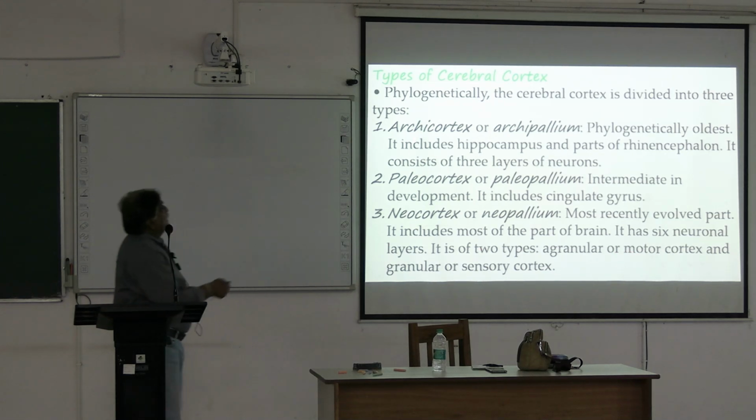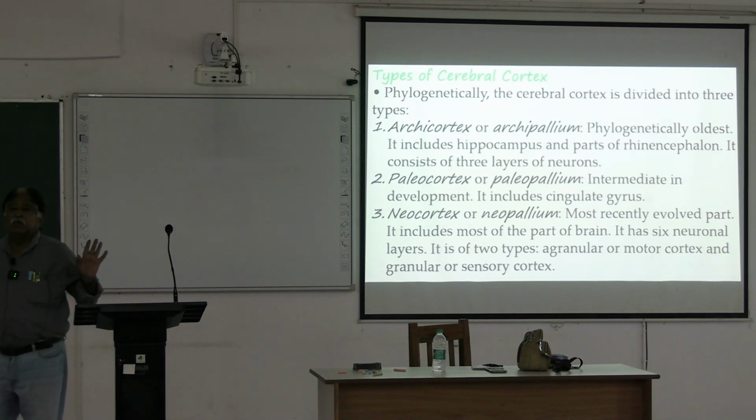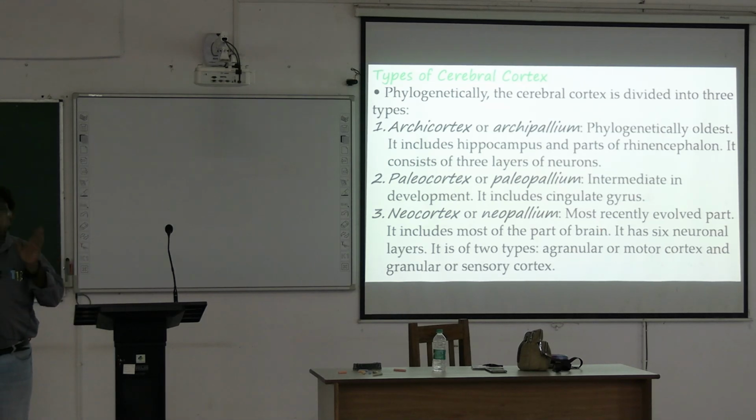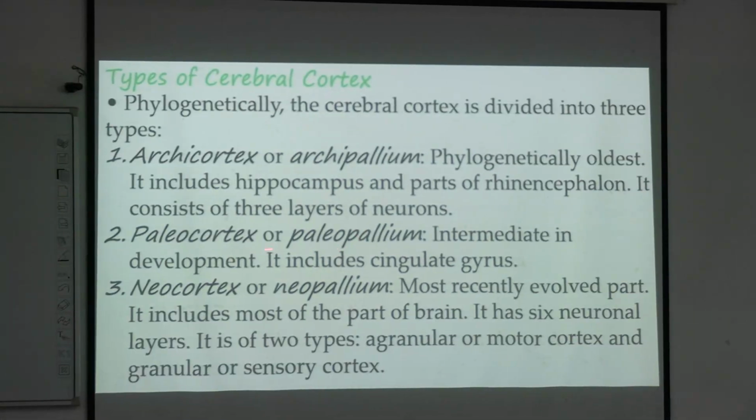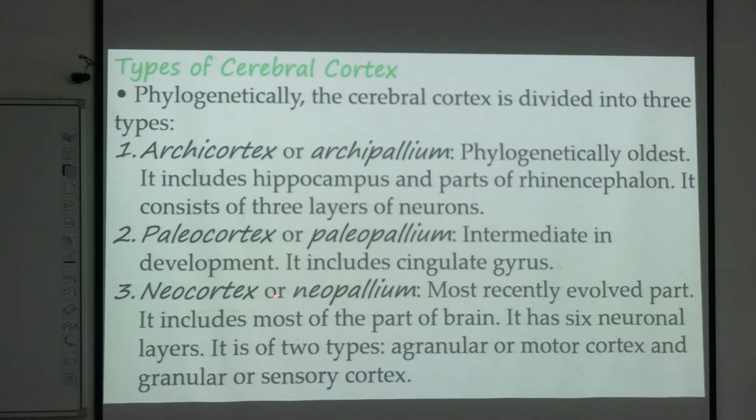Please take note of this part. It can be a short note. It can come as an MCQ: what is in 1, 2, 3 components. That can be one in MCQ. But short note comes: types of cerebral cortex. This is very important. Archicortex or archipallium, paleocortex or paleopallium, and neocortex or neopallium.